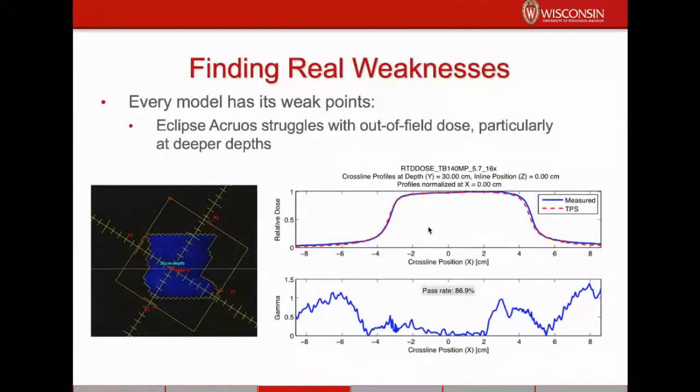Another valuable thing about MPPG 5A is that you can use it to find real weaknesses in your dose calculation algorithms. Every model has its weak points, and we've seen this over and over again when we've used MPPG 5A. So one thing we've discovered is that Eclipse Acuros struggles with out-of-field dose, particularly at deeper depths. At 30 centimeters depth, we see dose differences in the tails of around 3% or so, which is high because the dose out in the tails is already very, very small.